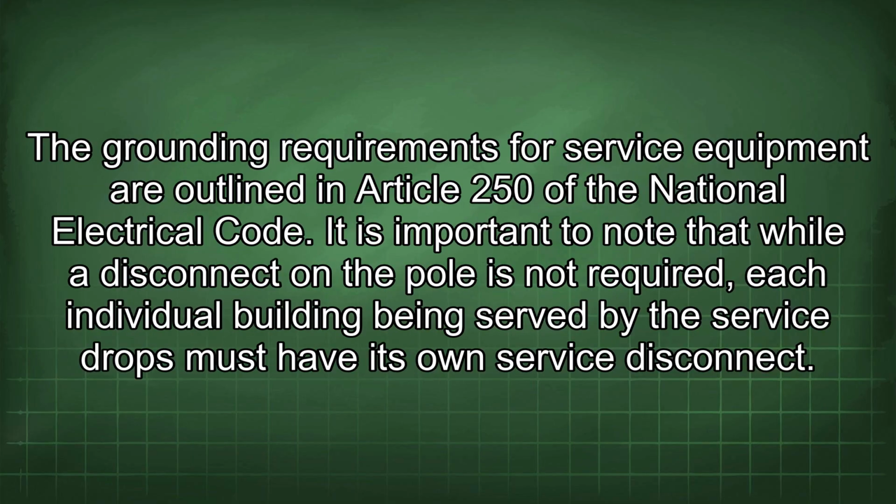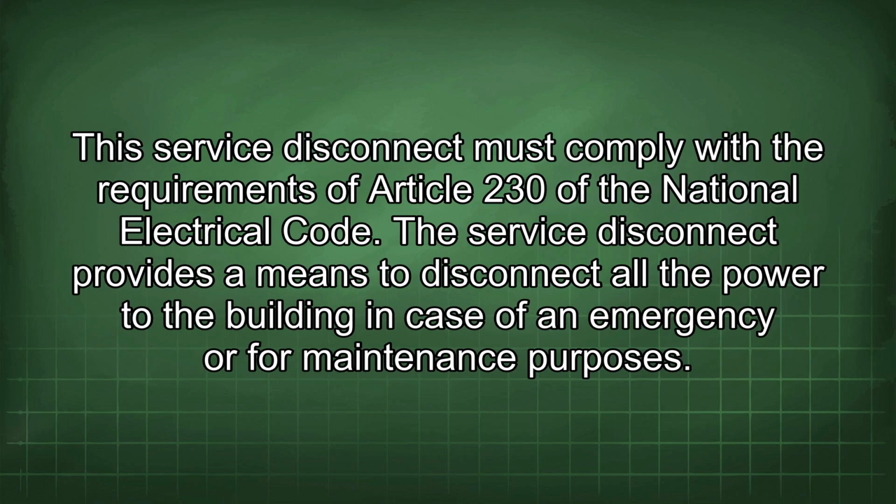The grounding requirements for service equipment are outlined in Article 250 of the National Electrical Code. It is important to note that while a disconnect on the pole is not required, each individual building being served by the service drops must have its own service disconnect. This service disconnect must comply with the requirements of Article 230 of the National Electrical Code.